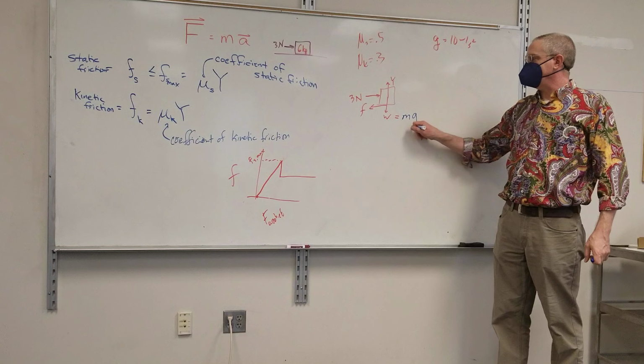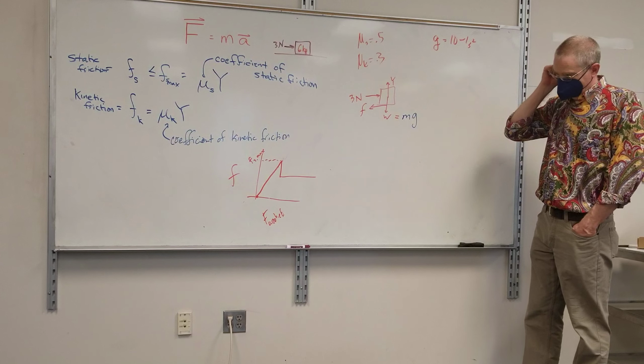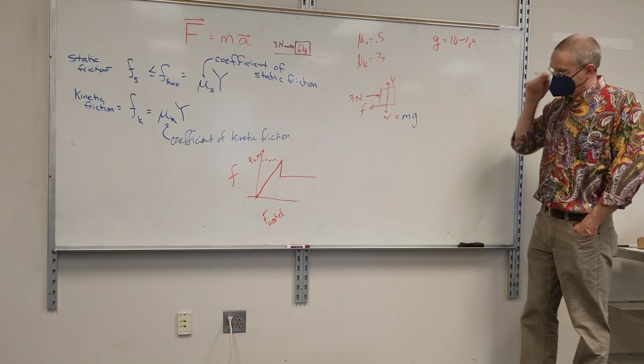W is equal to mg, mass times acceleration due to gravity, or gm if you want to do it that way. So that's 6 kilograms times 10 meters per second squared, which is 60 newtons. What is the normal force acting on the box?